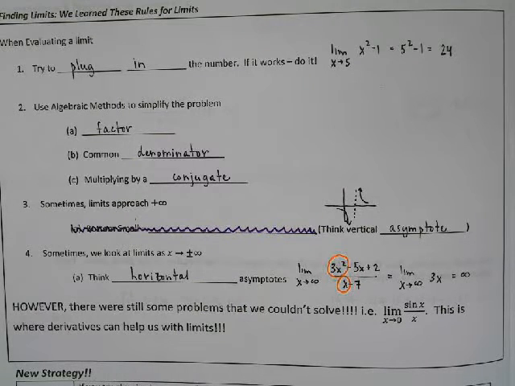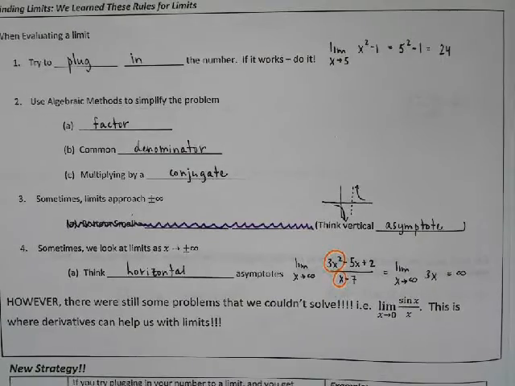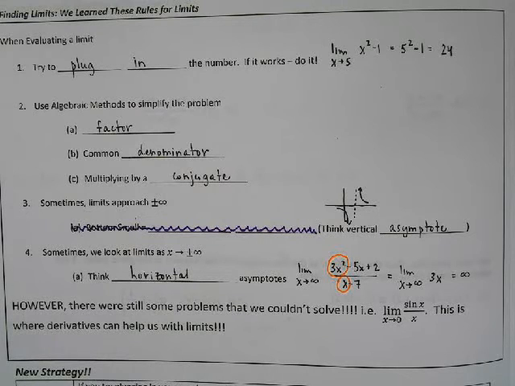So up until now, that has taken care of all the limits we've needed to evaluate. However, if we look at something like the limit as x approaches 0 of sine x over x, we realize pretty quickly that we still don't have a way of coming up with that limit. There's no algebraic method that I can use to simplify it, and if I plug in, I'm going to get 0 over 0. So this is where derivatives help us out with limits, and this is where L'Hopital's rule comes in.